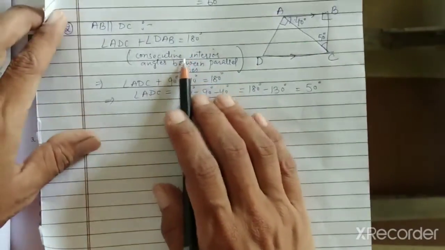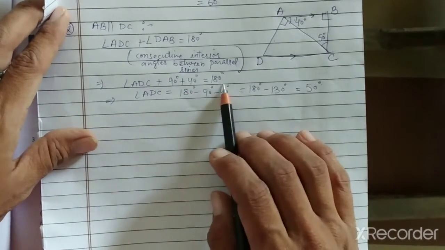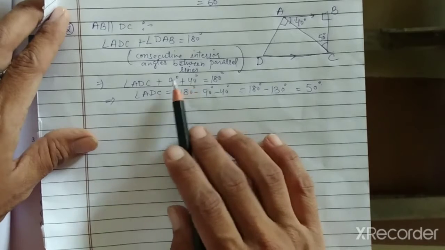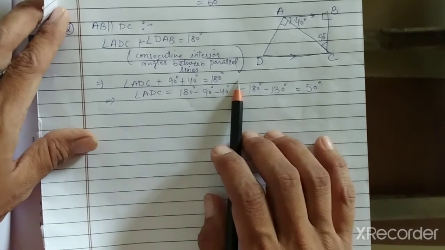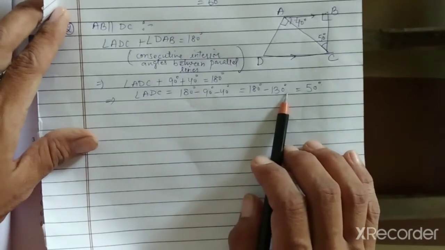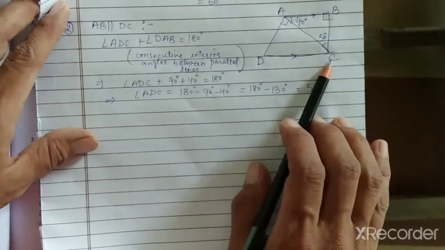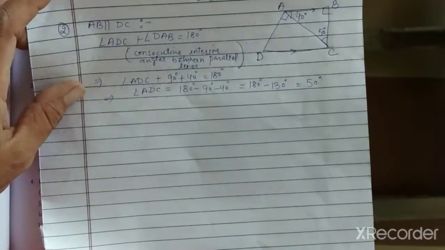And this way we can say that angle ADC plus 90 plus 40 equals 180. For ADC, we transpose 90 and 40 to the right hand side. These become negative. We get 180 minus 130, that is 50 degree. So our required angle is angle ADC, 50 degree.